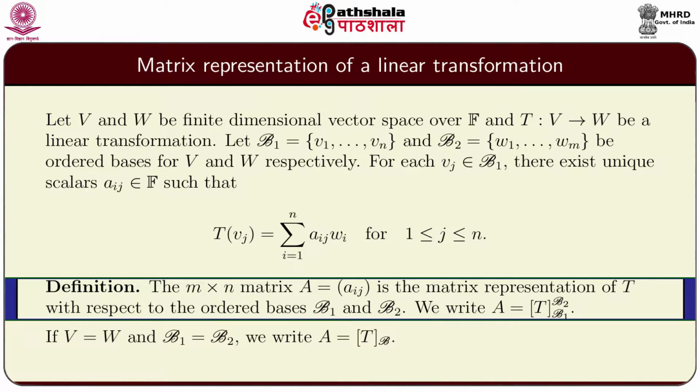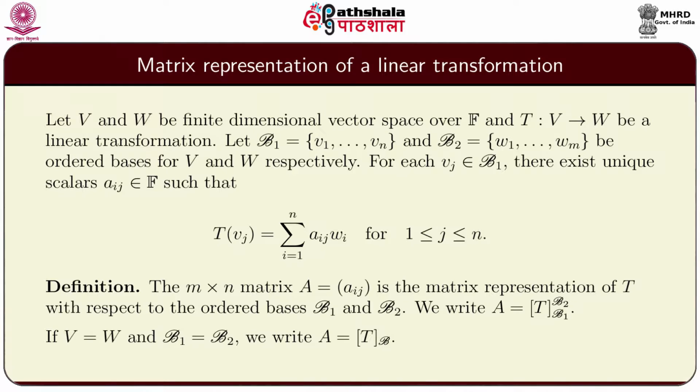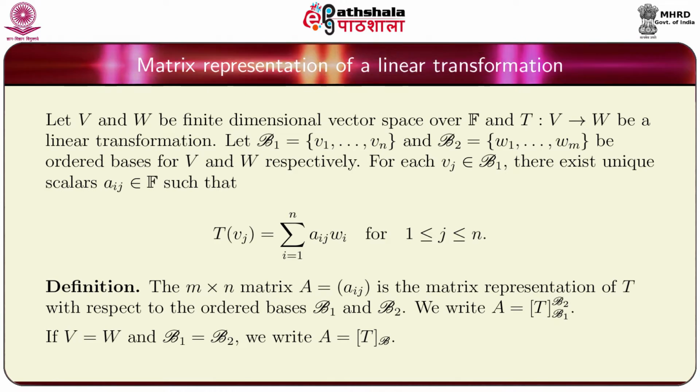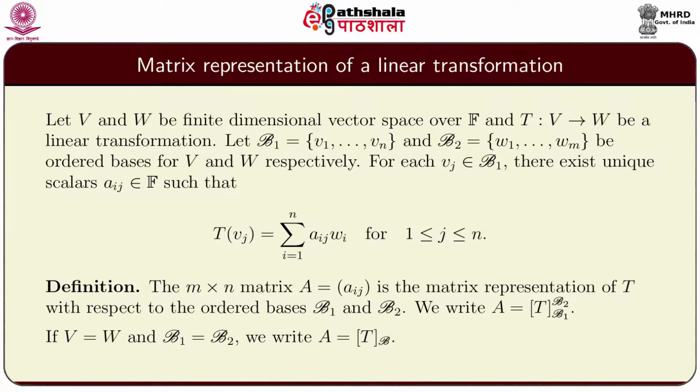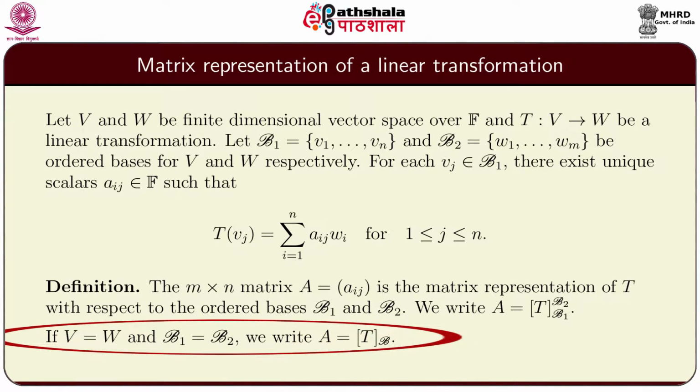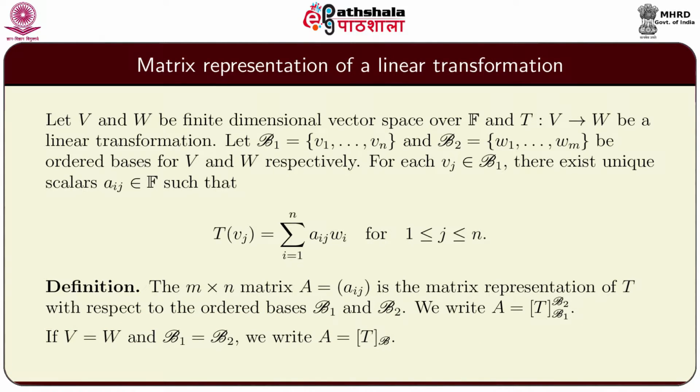This gives rise to the matrix A, written as (aij), and that is what is called the matrix representation of T with respect to the ordered bases B1 and B2. And this we write as A equals box T with the suffix B1 and the superscript B2. So, this is to denote that this matrix representation is for the linear transformation T, which is between the vector spaces V and W, where B1 is an ordered basis for the vector space V and B2 is an ordered basis for the vector space W. And notationally, if V happens to be the same as W and B1 is equal to B2, suppose we name it as B, then this matrix is usually written as box T with a suffix B.